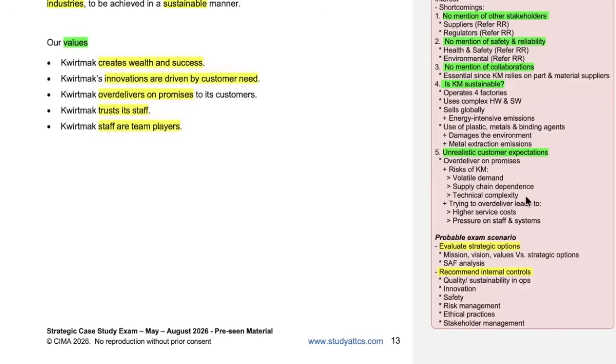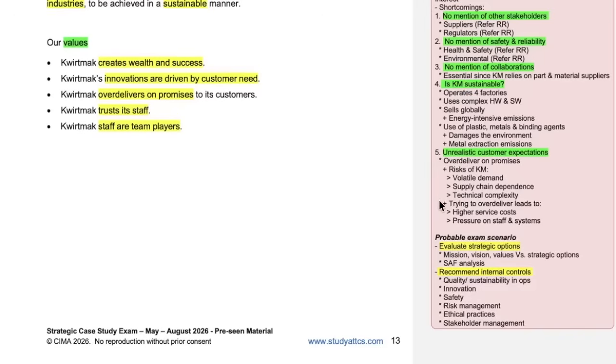So when we are exposed to these type of issues, should we try to over promise or over deliver? Trying to over deliver leads to higher service costs, as I mentioned earlier, and this will create a pressure on our staff and our internal systems. So it is not best to over deliver, especially given the fact that we are dependent on our suppliers, we are exposed to volatile sales demand, and we are exposed to a technically complex business process.